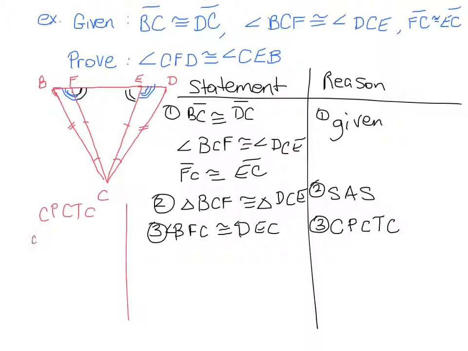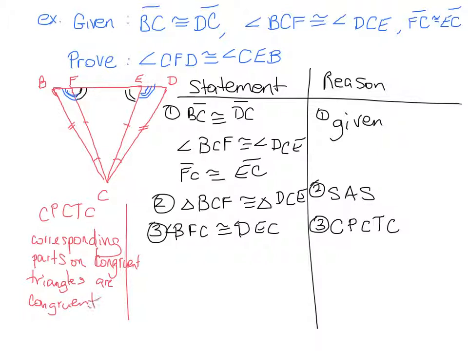CPCTC just means corresponding parts of congruent triangles are congruent. And that makes sense, I think. Once we know that those two angles, the ones I marked in blue here and here, are congruent, that's going to help us out a lot in our proof.